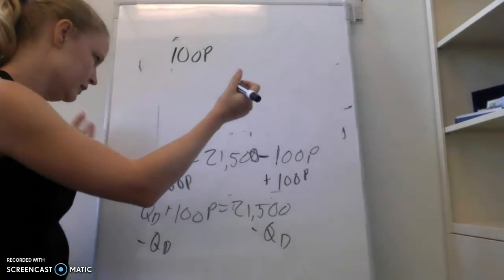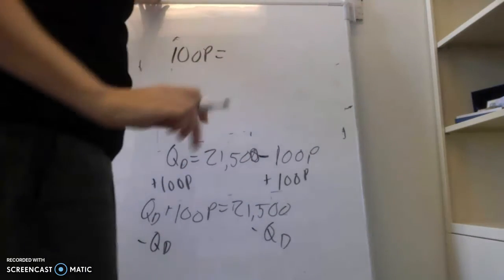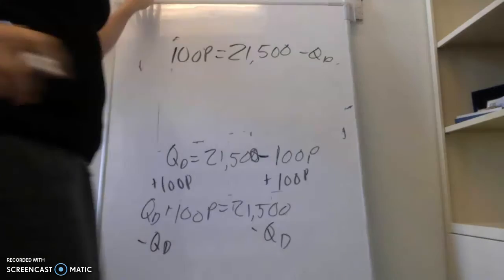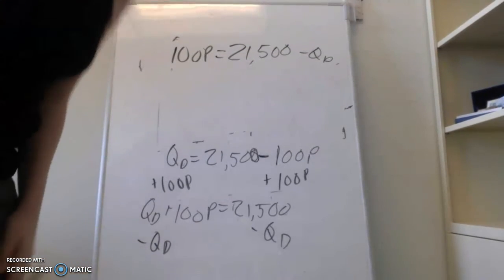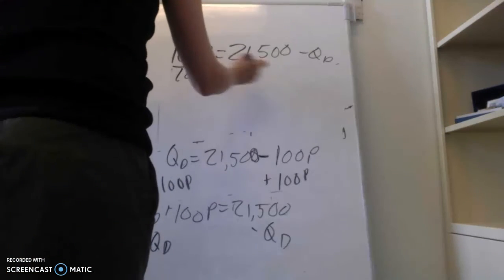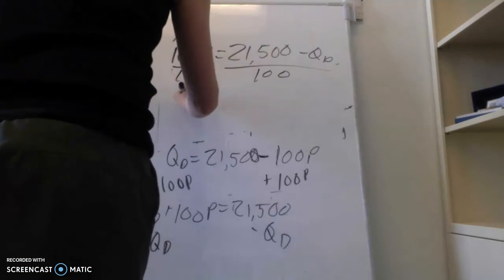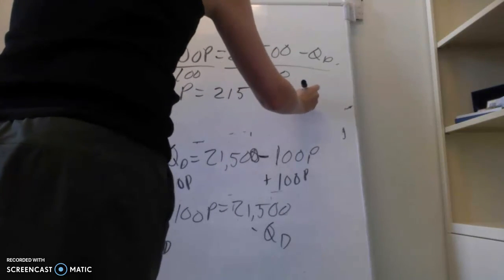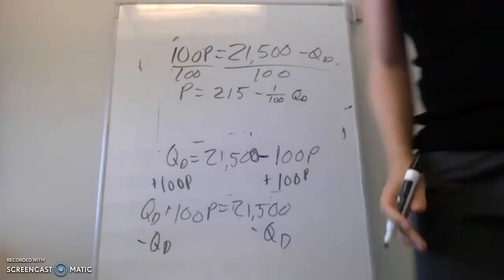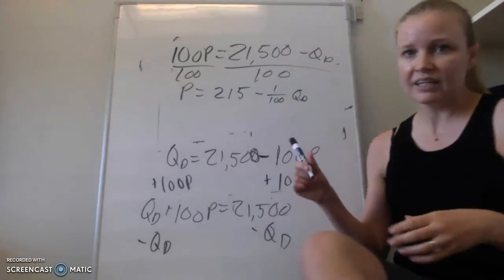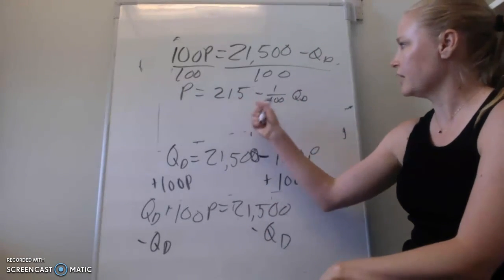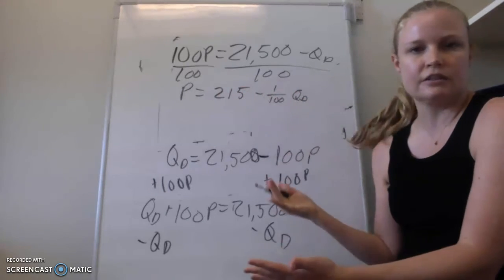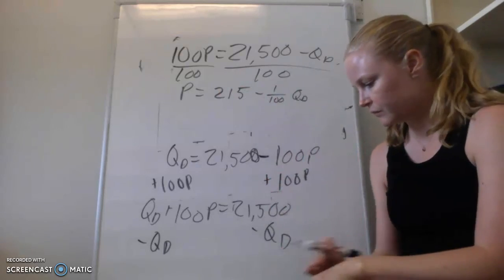So now I'm at 100p is equal to 21,500 minus QD. Now all I need to do is get P by itself. So I divide each side by 100. P is equal to 215 minus 1/100th QD. Why would I ever care about doing this? This is if I ask you to graph it. Now I have this in the form y equals mx plus b. So you can say this is the slope and that's the intercept. That's really the only reason that's helpful.